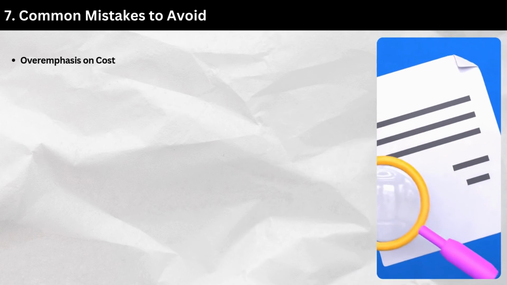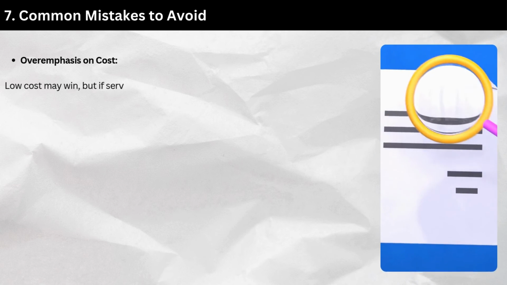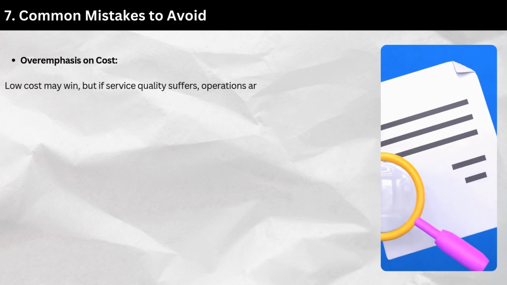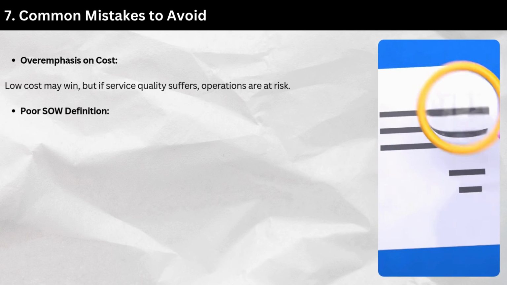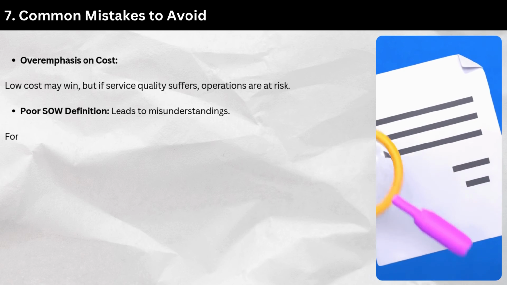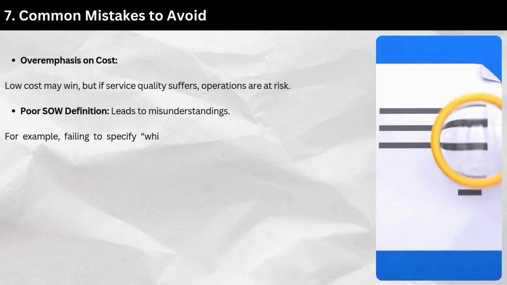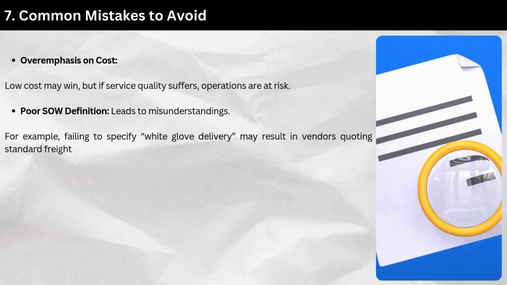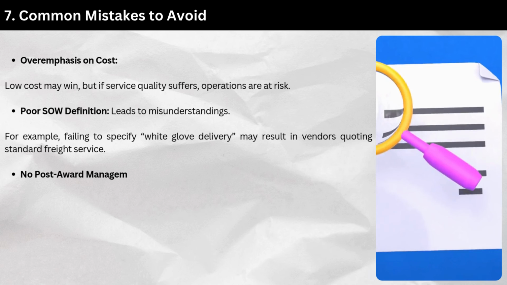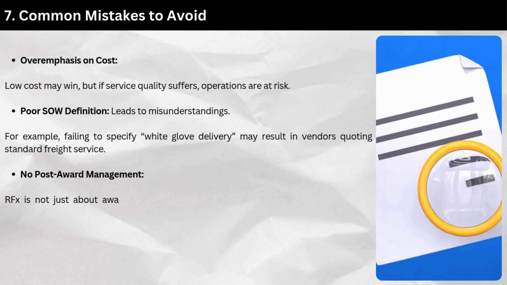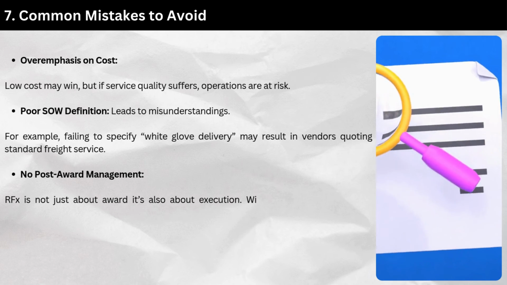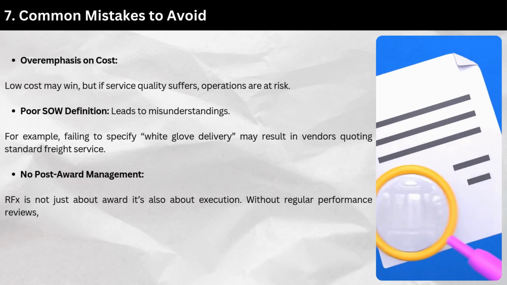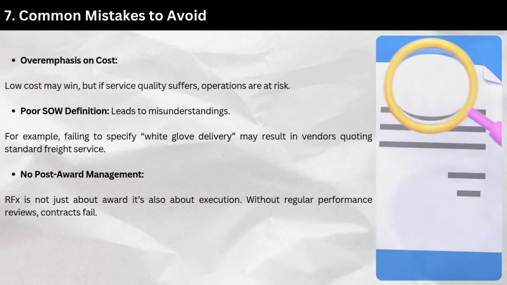7. Common mistakes to avoid. Overemphasis on cost: low cost may win, but if service quality suffers, operations are at risk. Poor SOW definition leads to misunderstandings. For example, failing to specify white glove delivery may result in vendors quoting standard freight service. No post-award management: RFX is not just about award, it's also about execution. Without regular performance reviews, contracts fail.